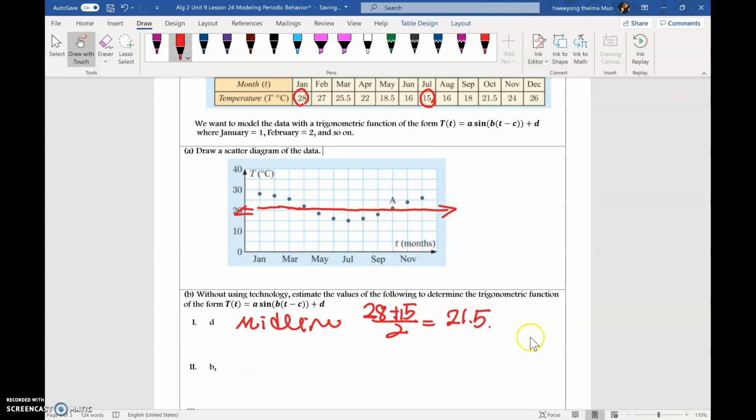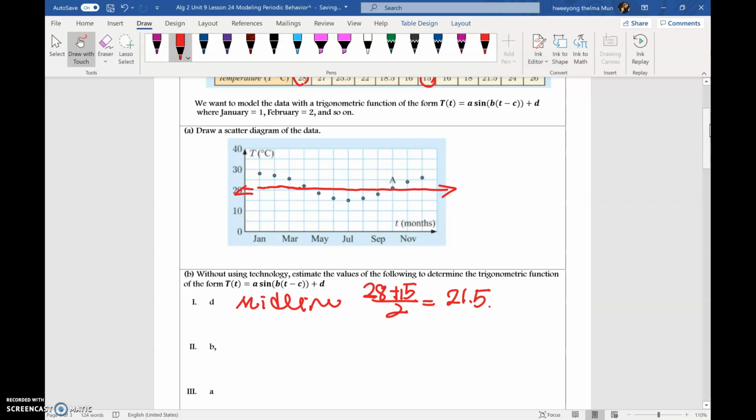Now the B value is the frequency. So notice our period here. Since our period is 12 months, we can figure out our B value, which will be 2 pi over 12. If you reduce that, you're going to get pi over 6. So that's going to be our frequency, our B value. Great. So we have our D value and we have our B value.